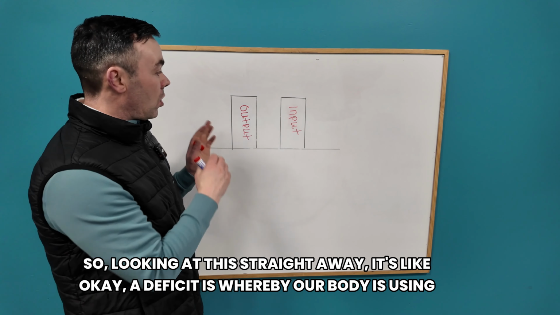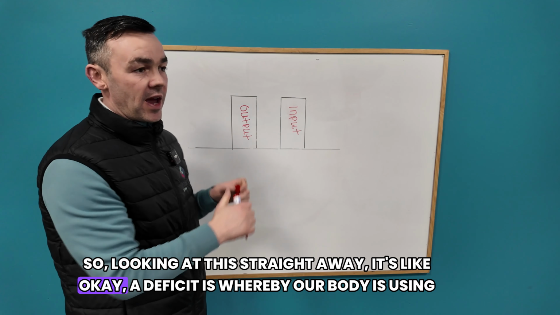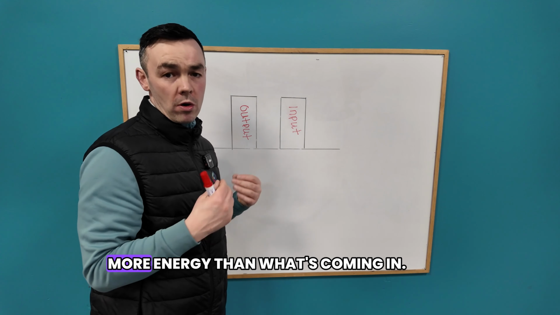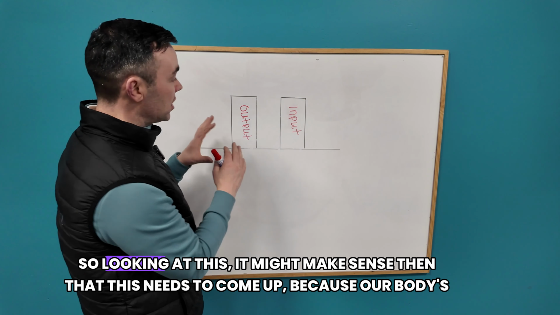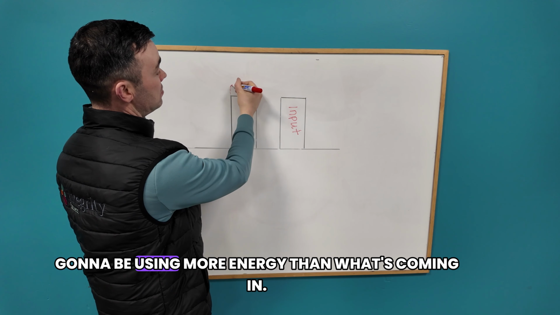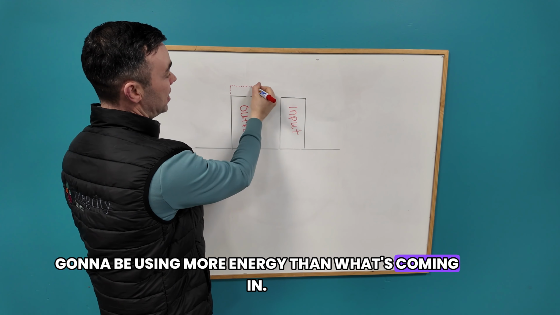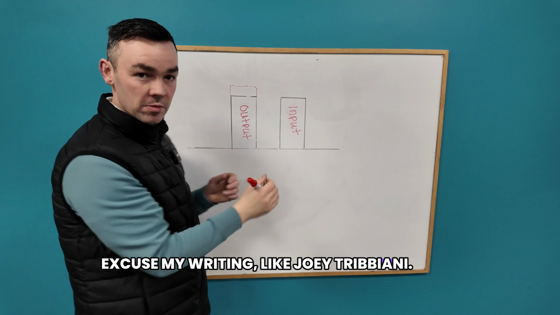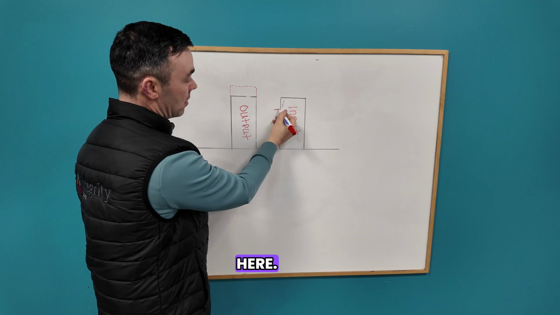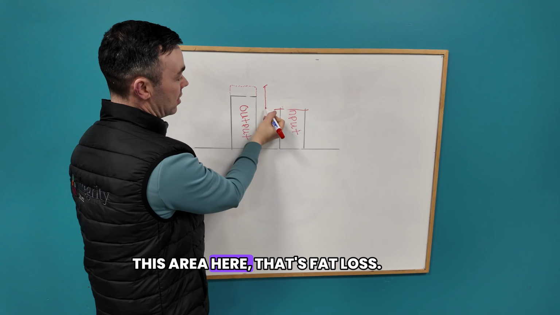So looking at this straight away, it's like, okay, so a deficit is whereby our body is using more energy than what's coming in. So looking at this, it might make sense then that this needs to come up because our body's going to be using more energy than what's coming in. Excuse my writing, like Joey Tribbiani. So we want to bring this up a little bit and we want to bring this down a little bit here. Okay, now this area here, that's fat loss.